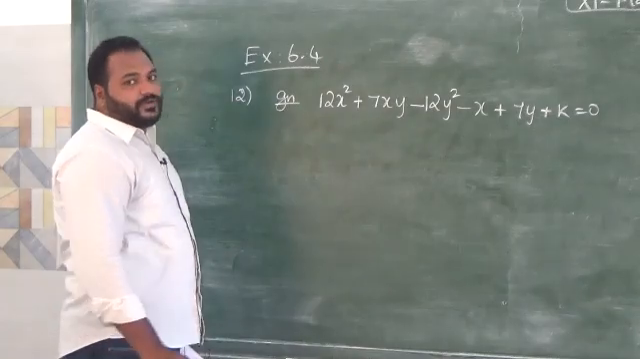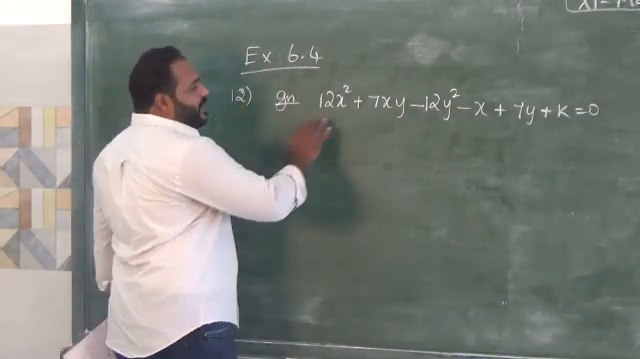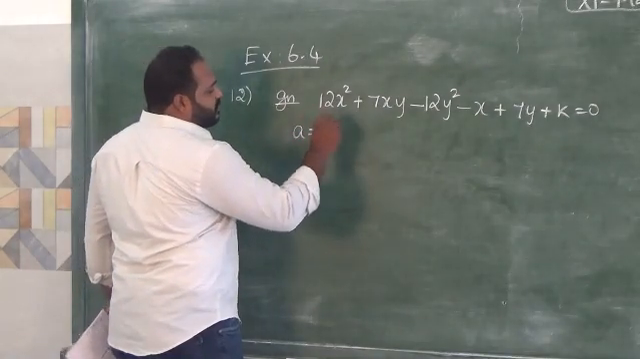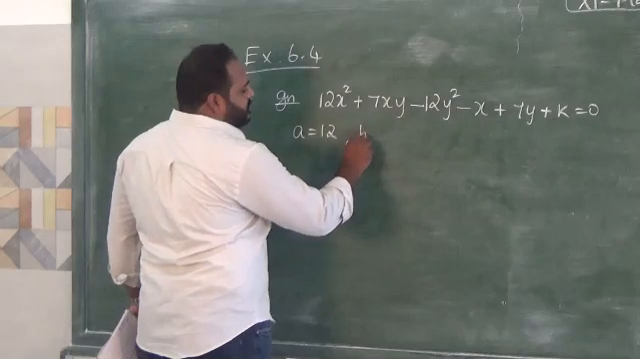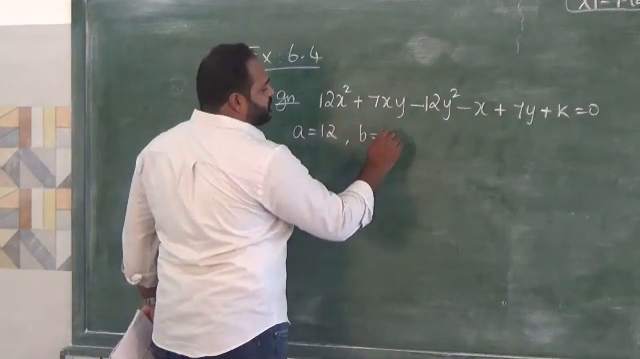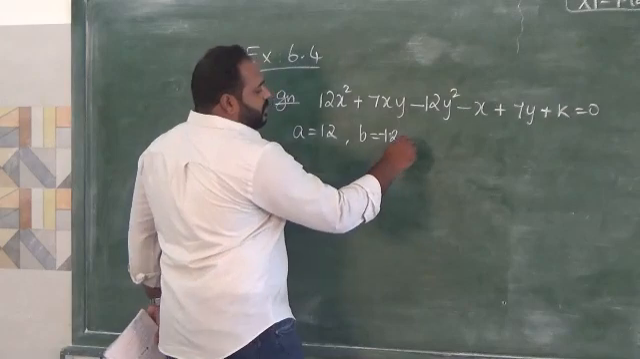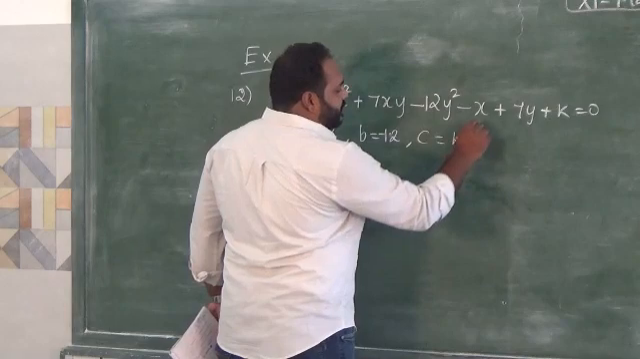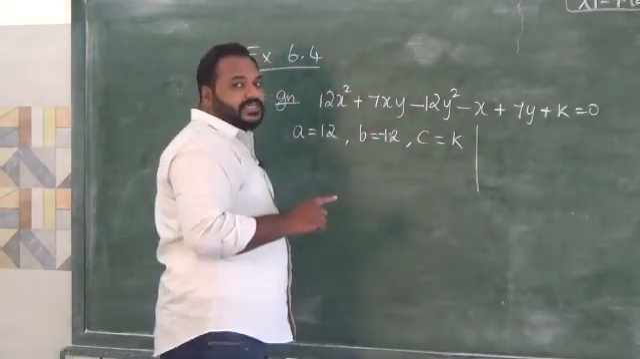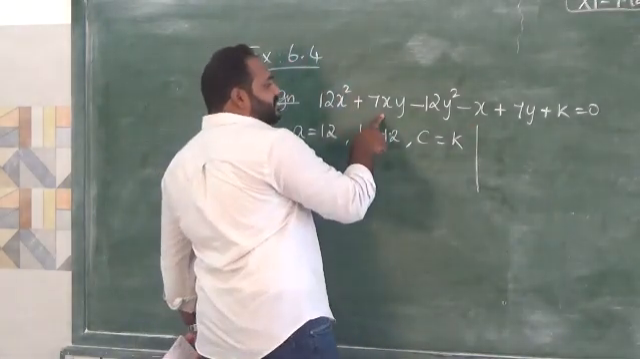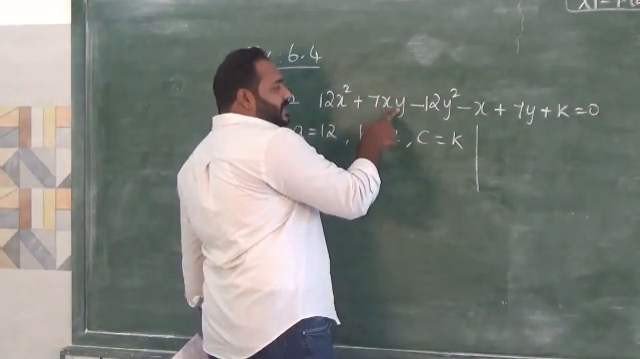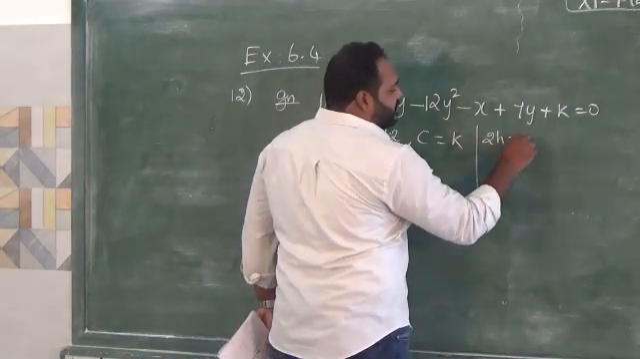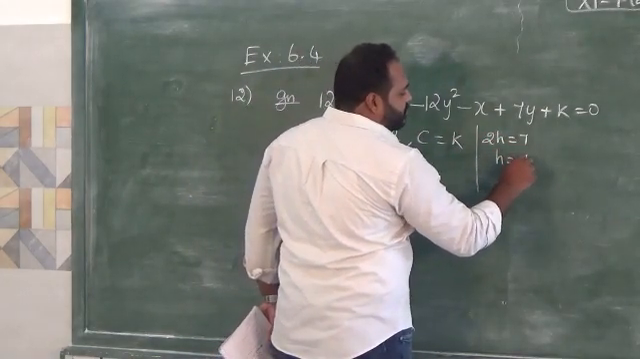For finding the k value, before that I am going to write all the values. The A value is the coefficient of x square, it is 12. The B value is the coefficient of y square, it is minus 12. The C value is the constant value, it is k. Next h, g, f. First h: the coefficient of xy is 2h, and this 2h value is 7. So h is equal to 7 by 2.